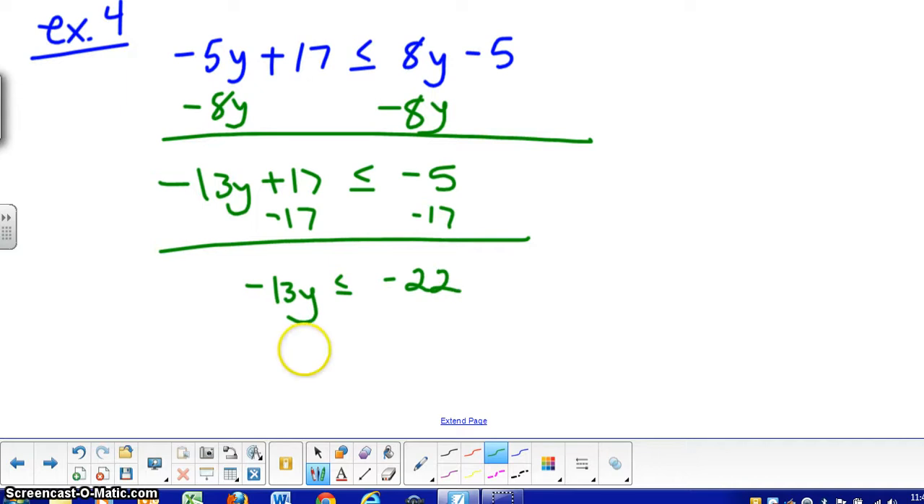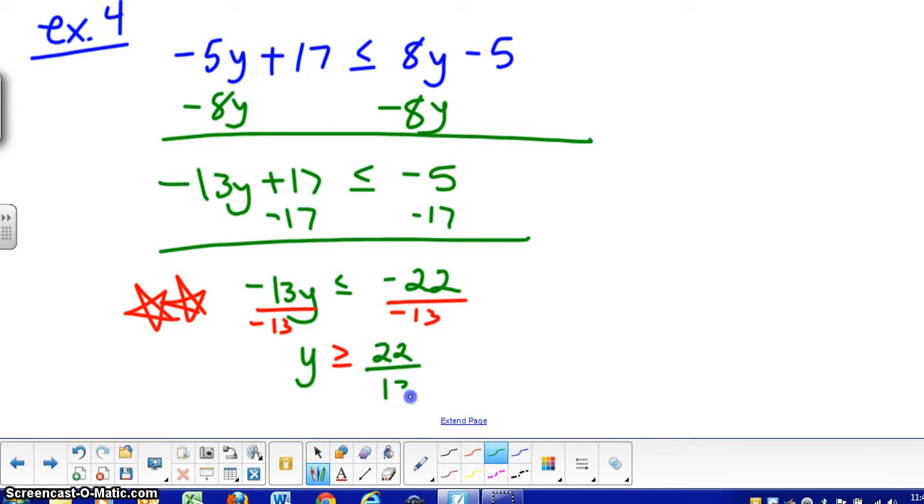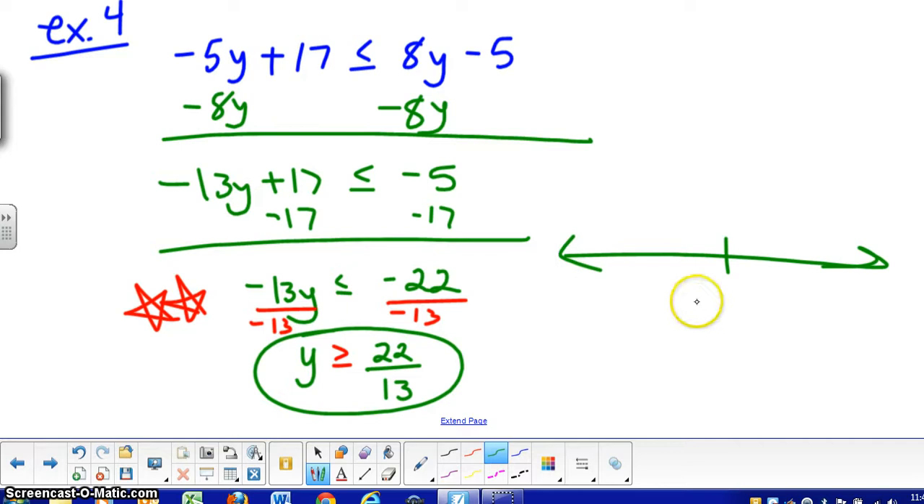And the next step, as you can see, we have to divide by negative 13. So I'm going to put a big star there because this means we have to divide by negative 13 on both sides, and we're going to have to flip that sign to a greater than or equal to. It looks like nothing is going to go into 22/13, so I'm just going to leave it like that. And then my graph at 22/13 is going to be a closed dot, shaded to the right because it is greater than.